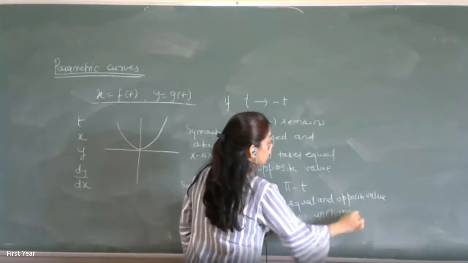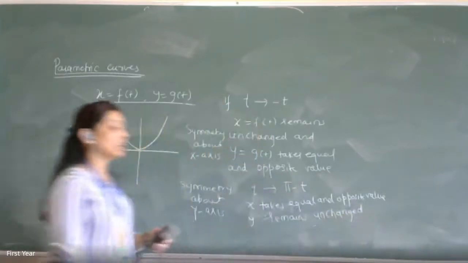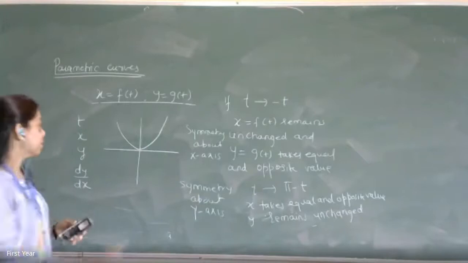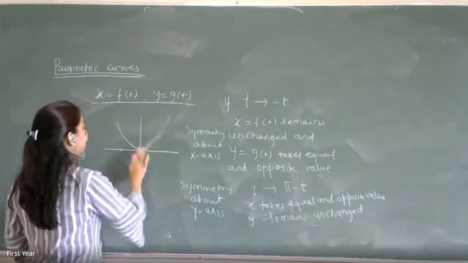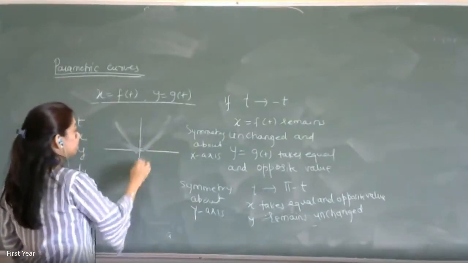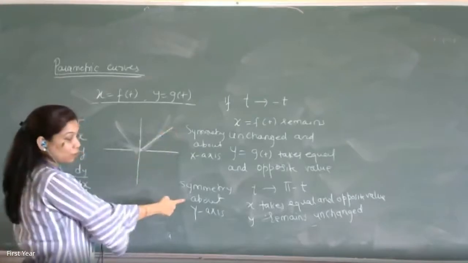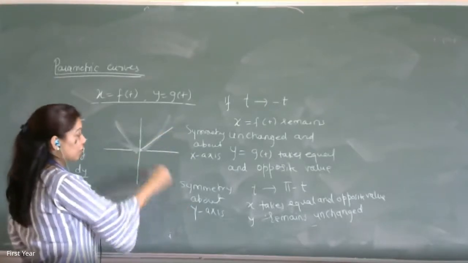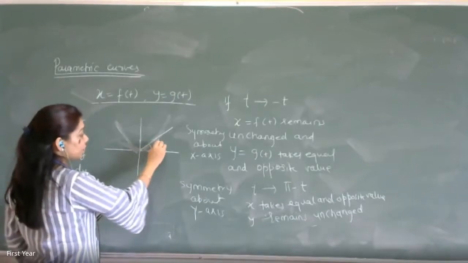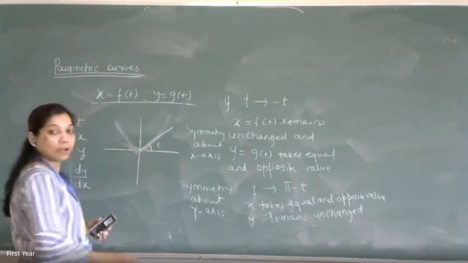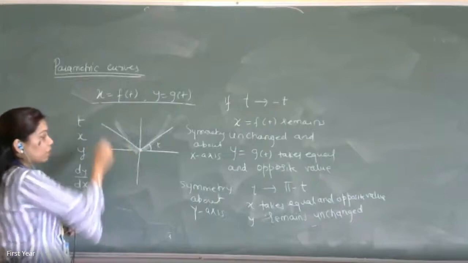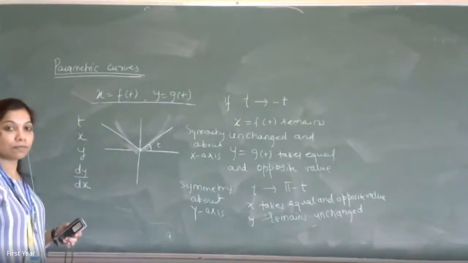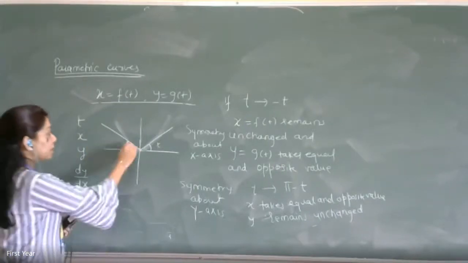Can you understand this statement? See, this is strictly useful. Again, I am telling, when you have trigonometric functions, sine and cos, suppose this is your angle theta or t. What is its reflection in this coordinate? It's pi minus t.